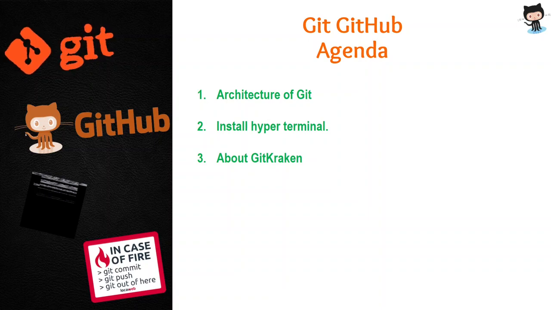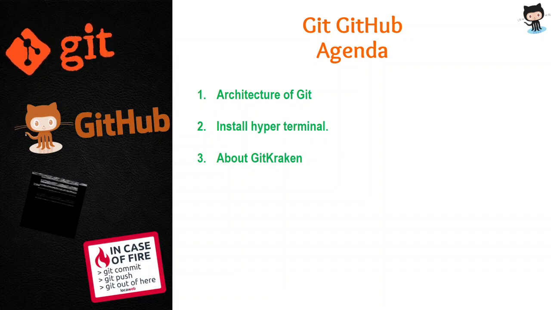So in today's tutorial, we will understand about the architecture of Git. Also, we're going to install the hyperterminal. I'm going to explain to you how to install the hyperterminal. Also, we're going to know about GitKraken: what is it and how is it used? I will explain that also.